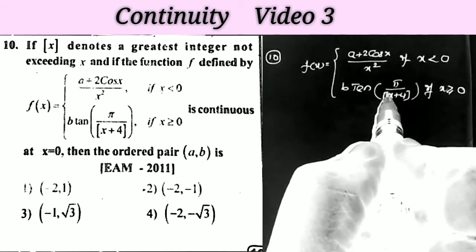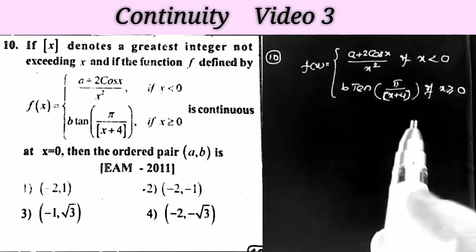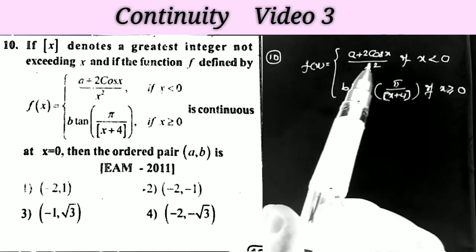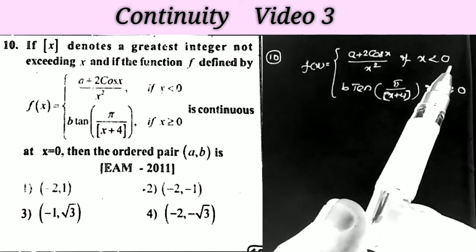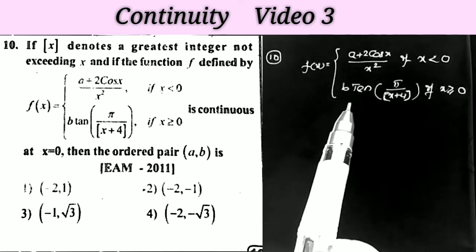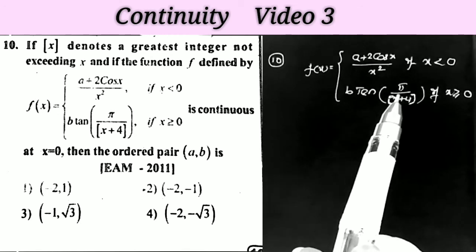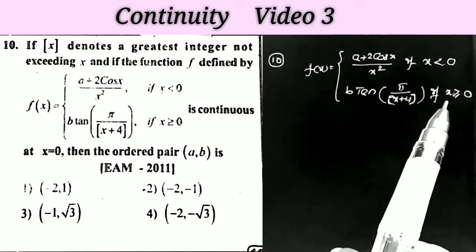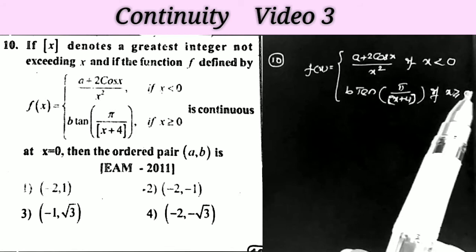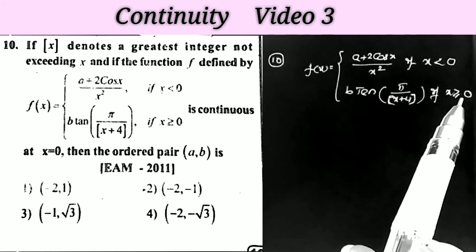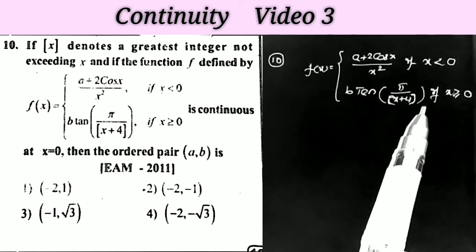Next question, if step x denotes the greatest integer function and f of x is equal to a plus 2 cos x by x square if x less than 0, and this is equal to b into tan of pi by step of x plus 4 if x greater than or equal to 0, is continuous function at x is equal to 0, then what are the values of a comma b?